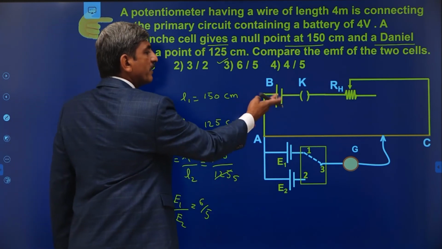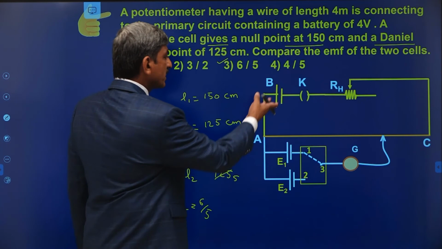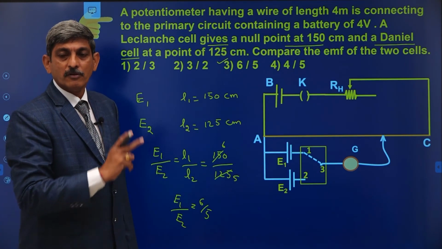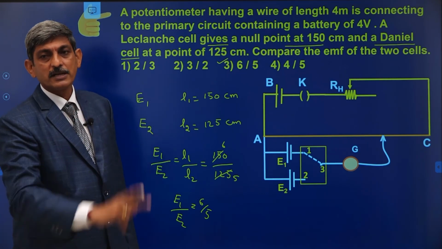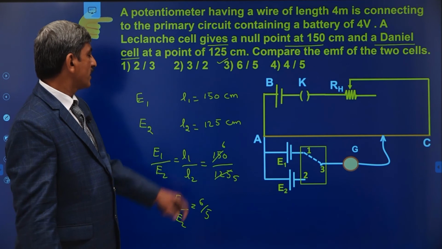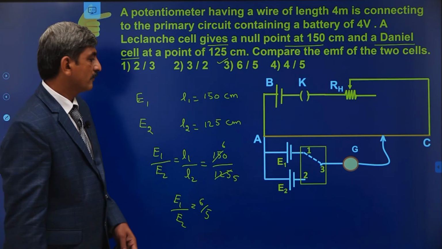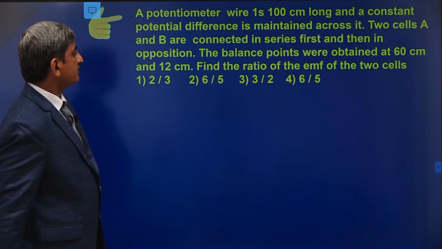What is the EMF of the battery in the primary circuit? What is the series resistance value? What is the internal resistance value? No way they are connected to our problem. For the first cell, what is the balancing length? For the second cell, what is the balancing length? By using the two balancing lengths, we can compare the EMFs of the two cells. Right? Come to another problem.